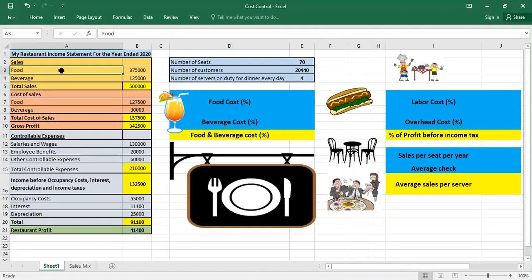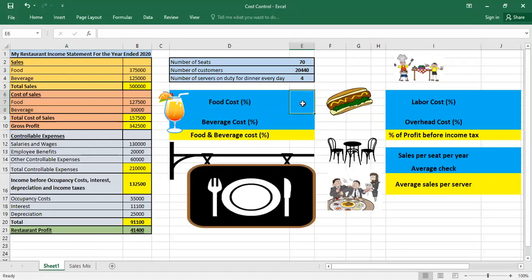Also, we're having here the income statement, or the profit and loss statement, where we're having the sales and total sales of food and beverage, the cost of sales and the total cost of sales. Then we're having the controllable expenses. It means everything that could be changed in the short run, and they can also be known as variable costs. And we're having some other costs like occupancy cost, meaning rent, the interest, and depreciation, in order at the end to have the restaurant profit, here the restaurant profit before income tax.